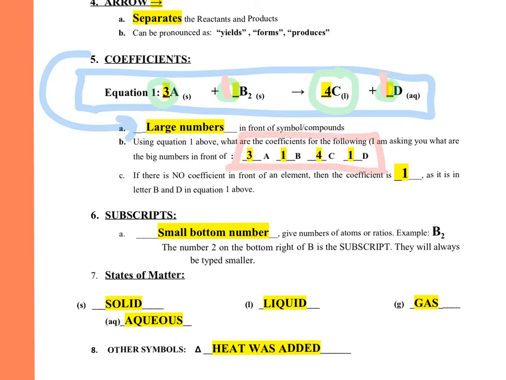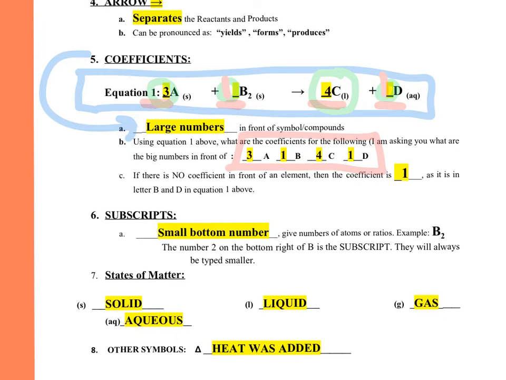3, 1, 4, 1. Letter A, the coefficient is 3. The coefficient for B is 1. The coefficient for C is 4. The coefficient for D is 1. Again, the coefficient is going to be the large numbers in front of the symbol.